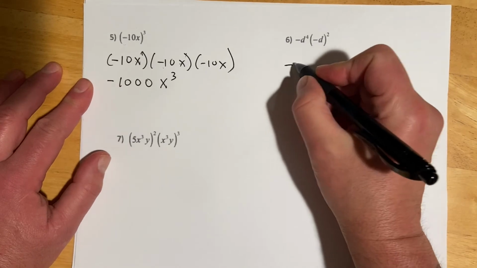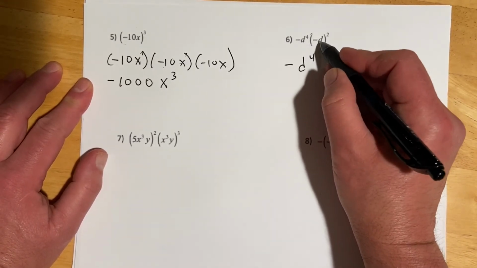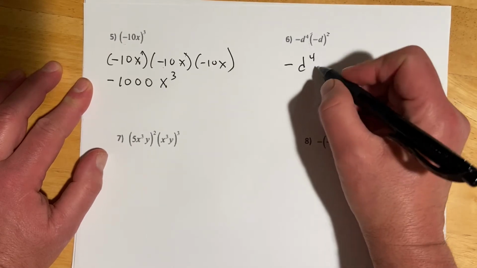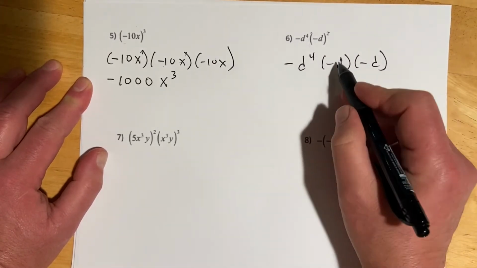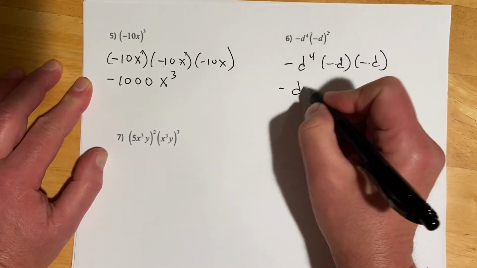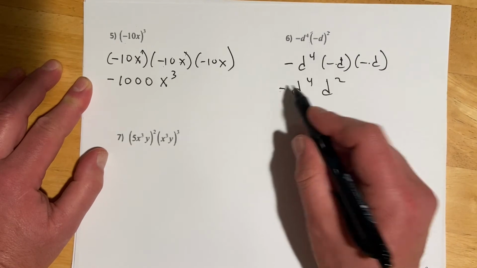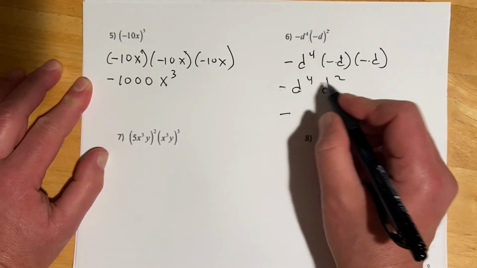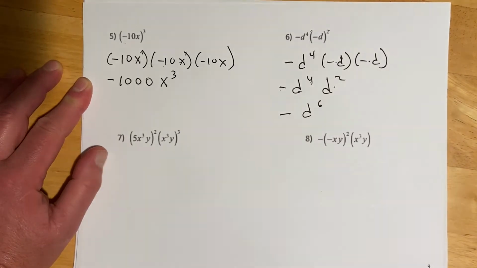Next one, this is negative d to the 4th, and then this is negative d quantity squared, so that's really like negative d times negative d. So these two would pair off and become a positive d squared, and then there's that leftover negative sign, and I have 4 here and 2 here, so adding again the exponents, I get negative d to the 6th.